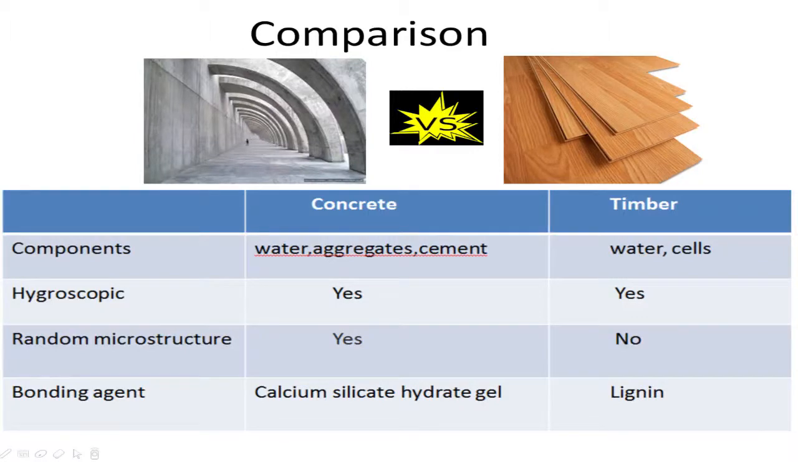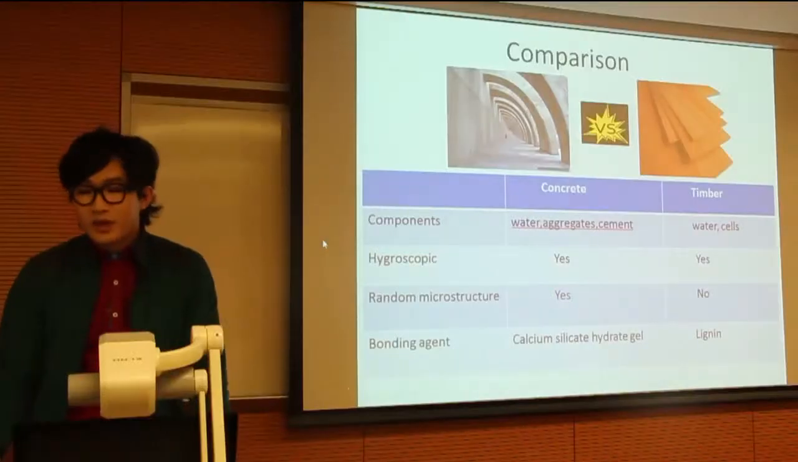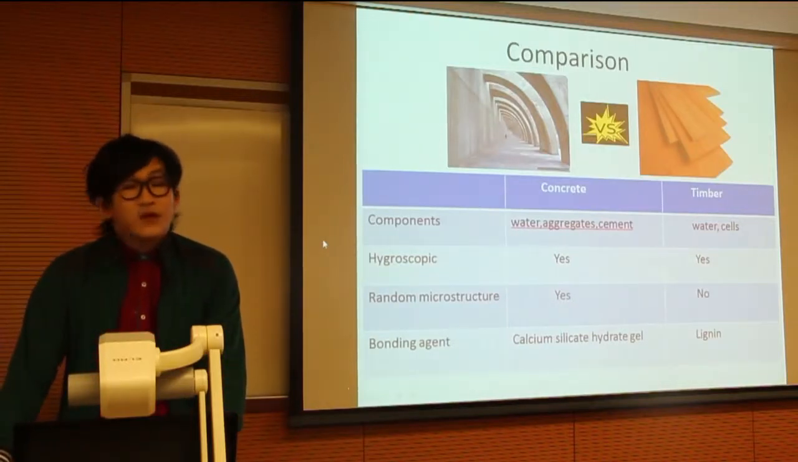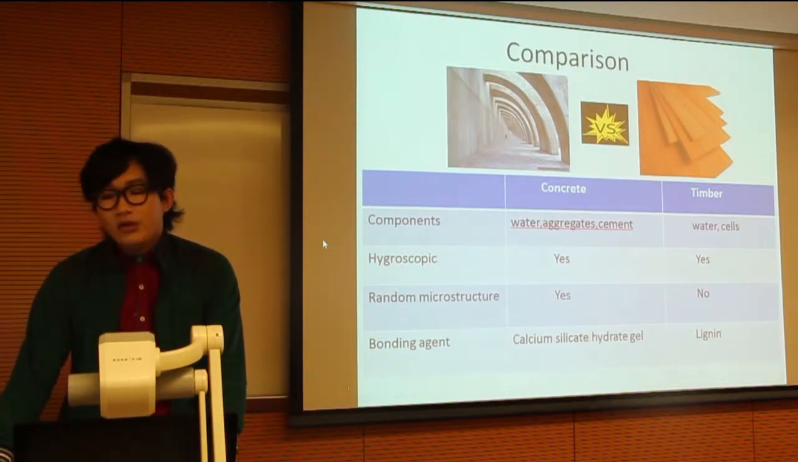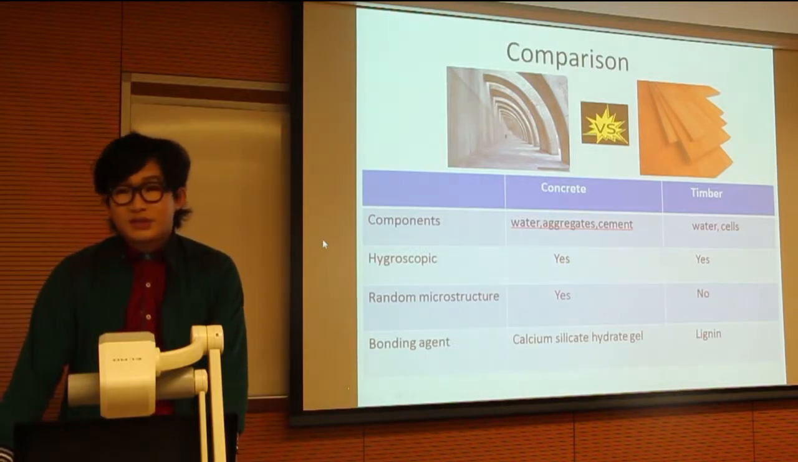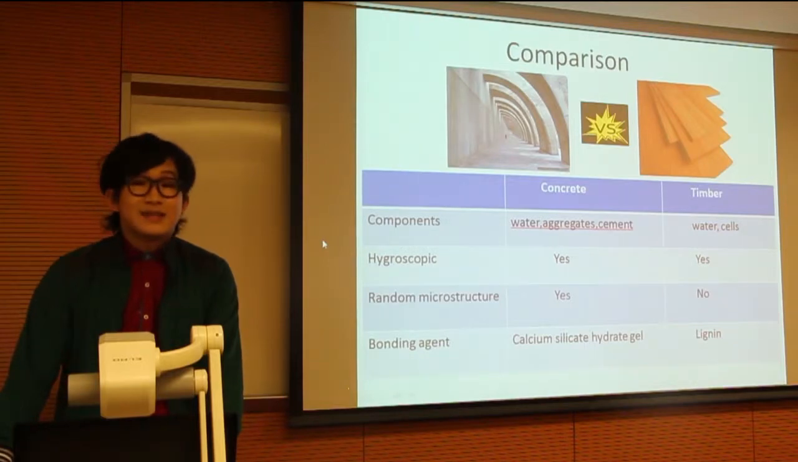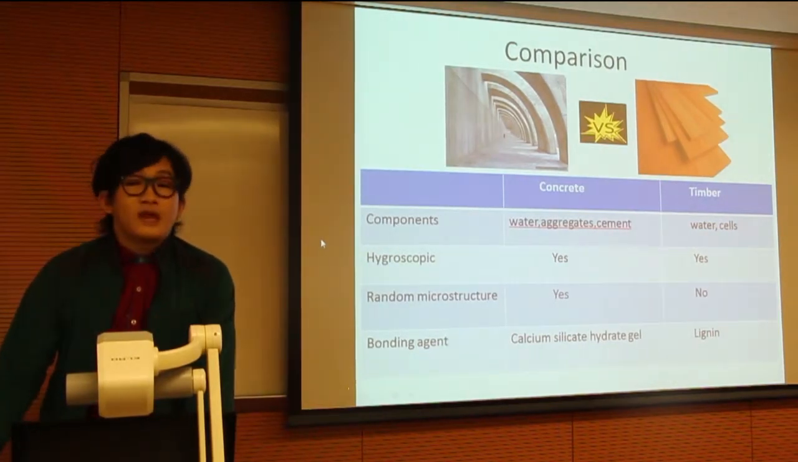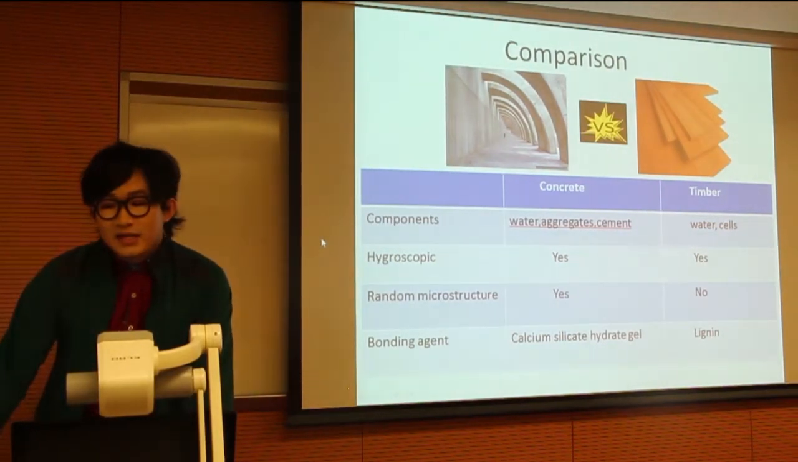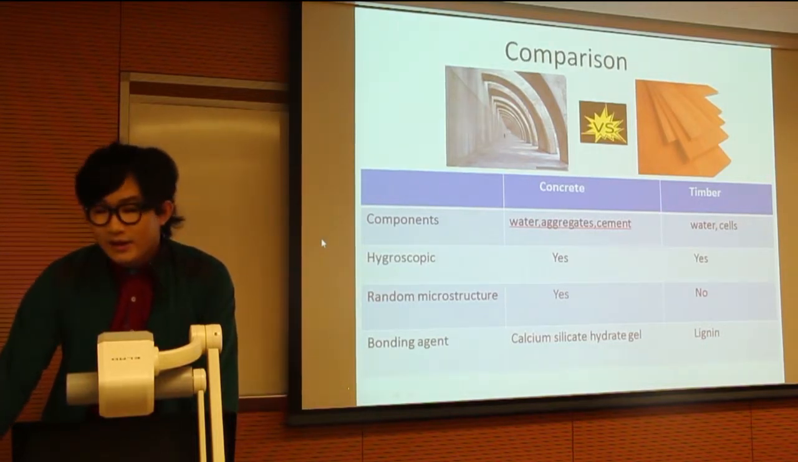So now we do a comparison between these two materials, concrete and timber. First of all, their components are very different. The concrete is mainly composed of water, aggregates, and cements. However, on the other hand, timber is mainly composed of water and salts. Both the concrete and timber are hygroscopic.